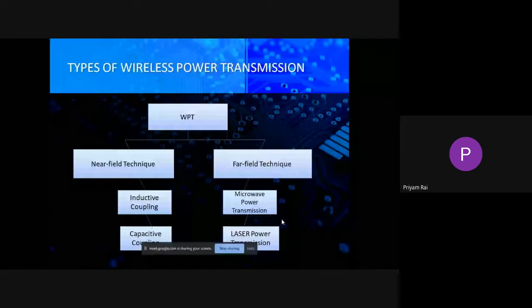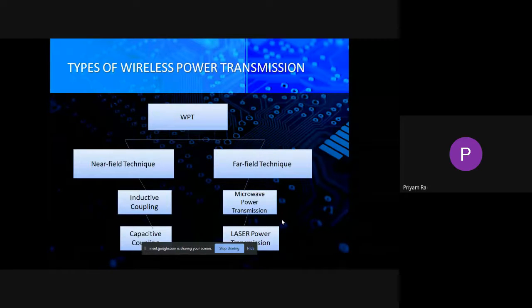Types of wireless power transmission. Wireless power transmission has two categories of techniques, that is near field technique and far field technique. In near field technique, the power is transferred over short distance by magnetic field using inductive coupling between coils of wires or by electrical field using capacitive coupling between metal rods. Under near field technique, we have two types, that is inductive coupling and capacitive coupling.